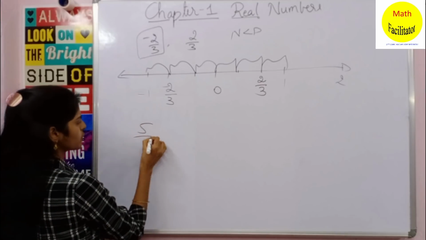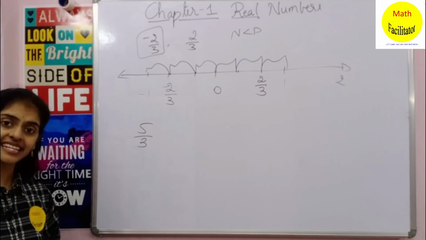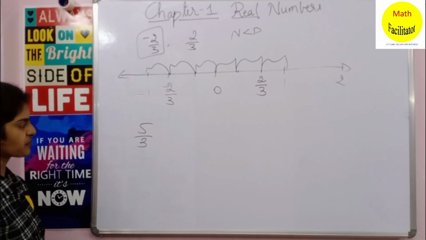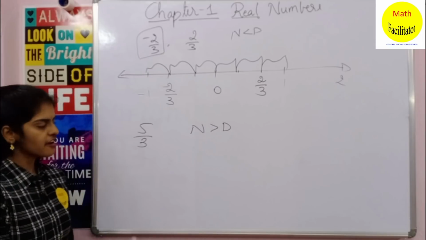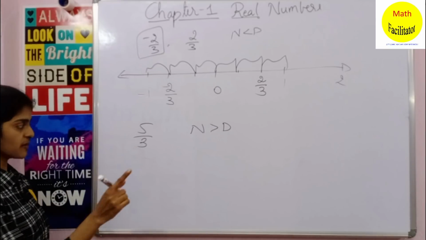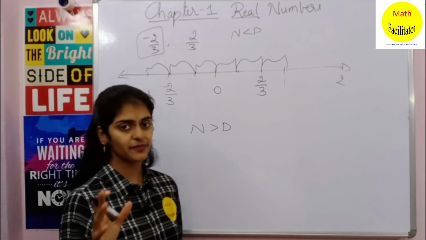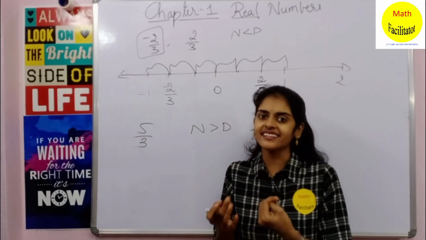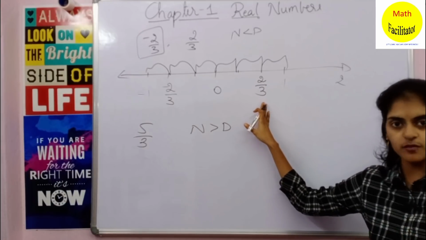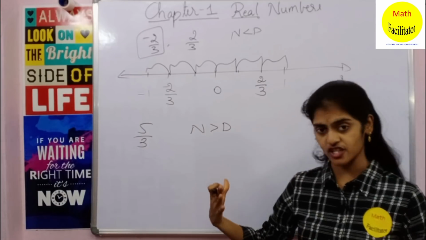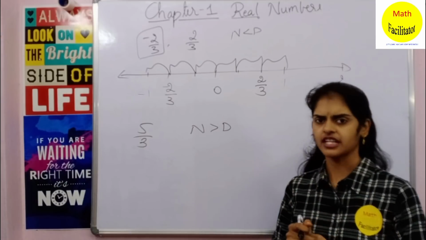Suppose you want to mark 5 by 3 on the number line, then how do you do that? If you see here, the numerator is greater than the denominator. Yes, 5 is greater than 3, which means this is an improper fraction, which means the value is greater than 1. Till here we have seen that the value is always less than 1, since it was a proper fraction. Here it is an improper fraction, so the value is greater than 1. So how do you do it?